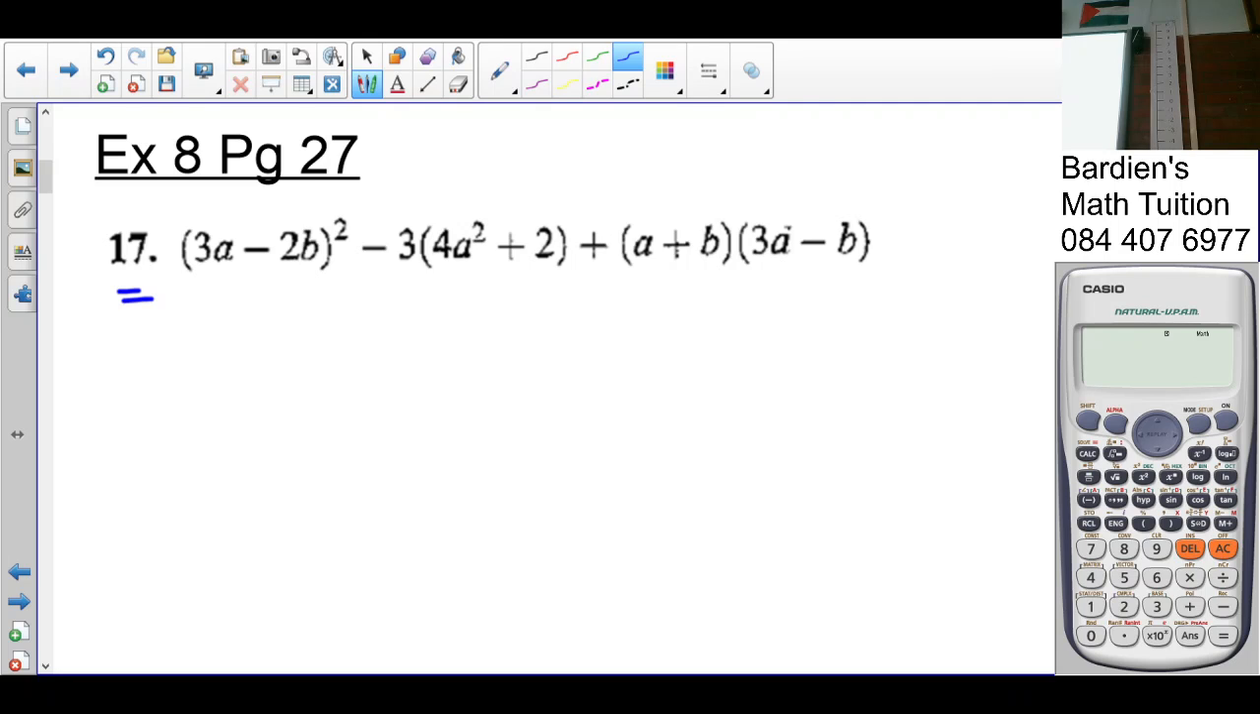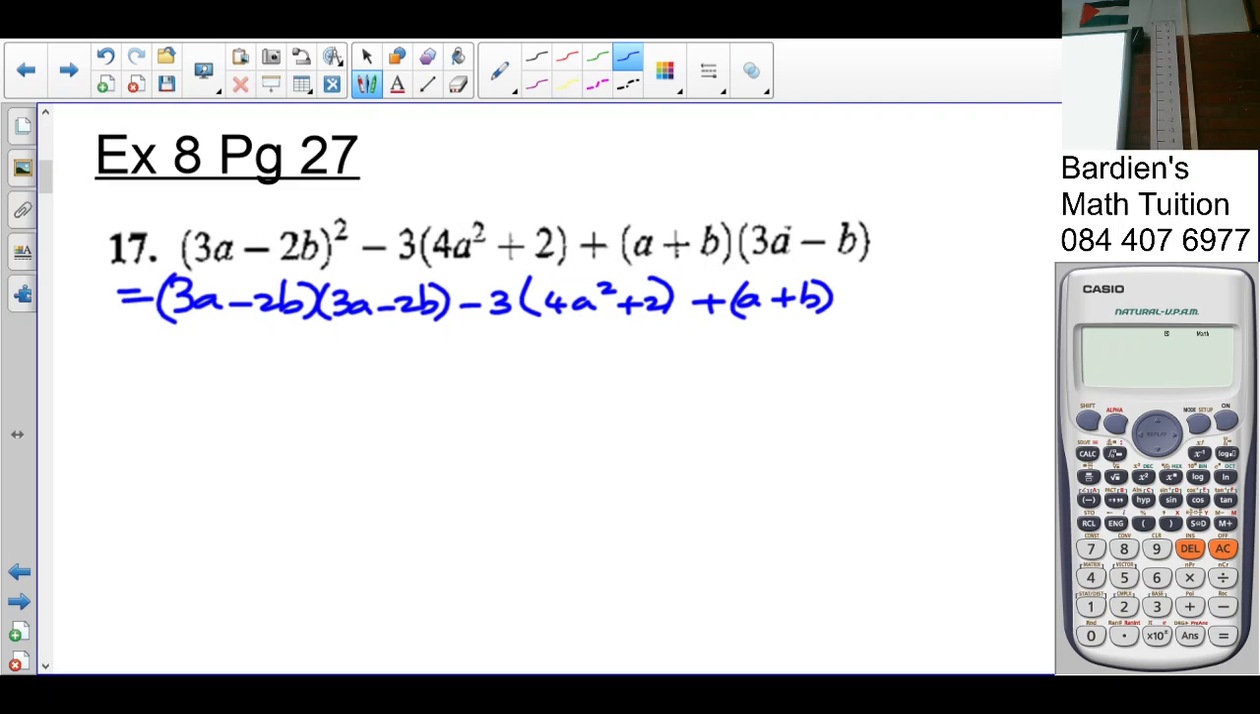I got 3a in brackets, minus 2b, close brackets, 3a minus 2b, negative 3, 4a squared plus 2, a plus b, 3a minus b. So the only thing you did in your first line was write this out twice. Correct? Okay, it's fine. Carry on.